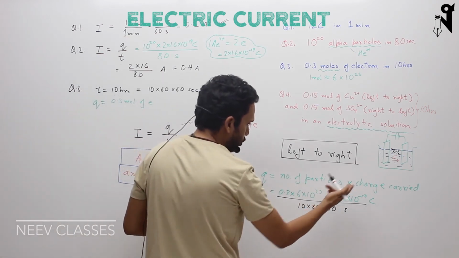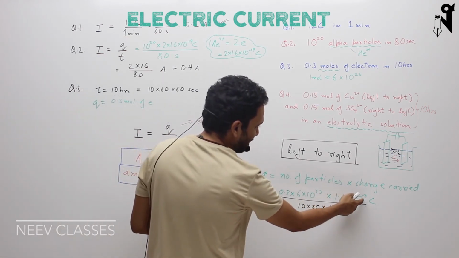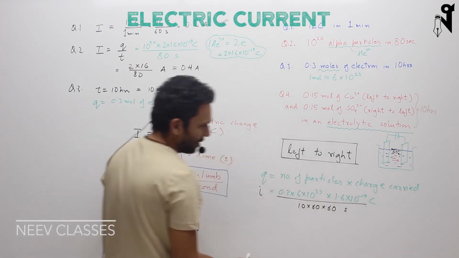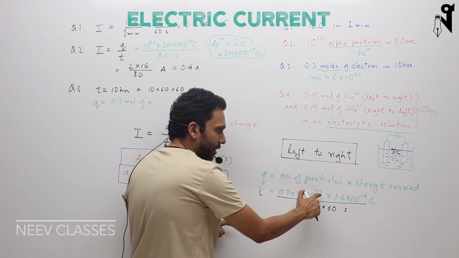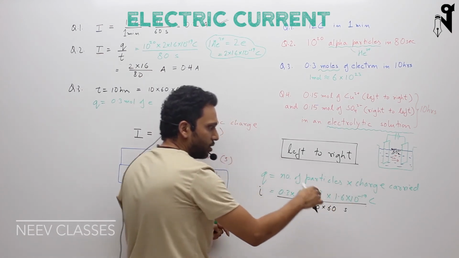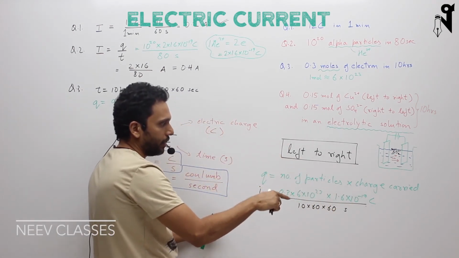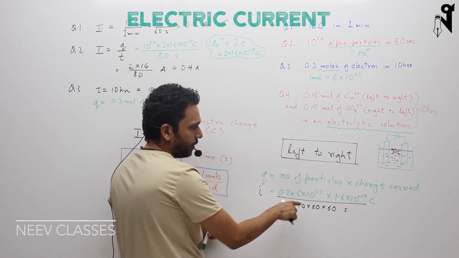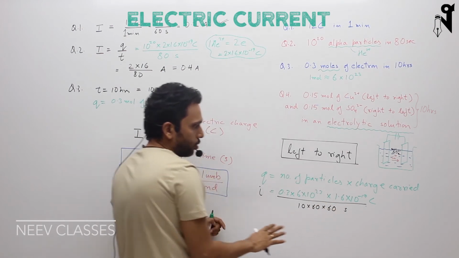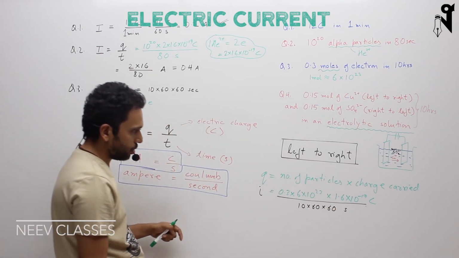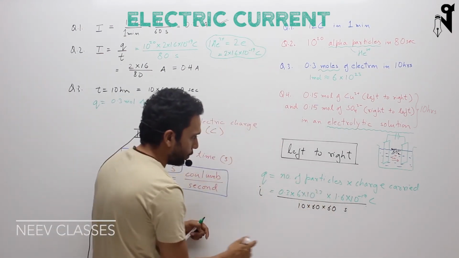We have a lot of zeros on top also. 10 power 23, 10 power minus 19. So 10 power 23 into 10 power minus 19 is going to give me 10 power 4. 10 power minus 19 means 1 divided by 10 power 19. So 10 power 23 divided by 10 power 19, that is 1 and 23 zeros divided by 1 and 19 zeros. So we are still left with 4 zeros. So 10 power 4 on top.